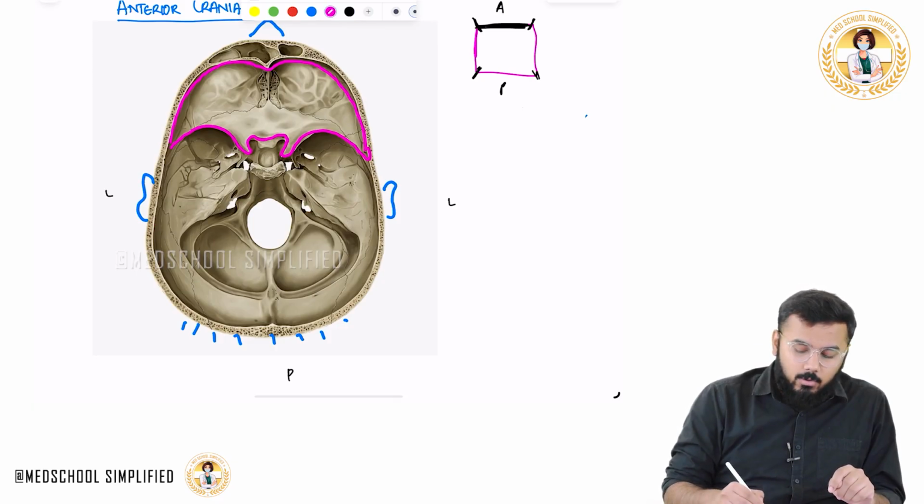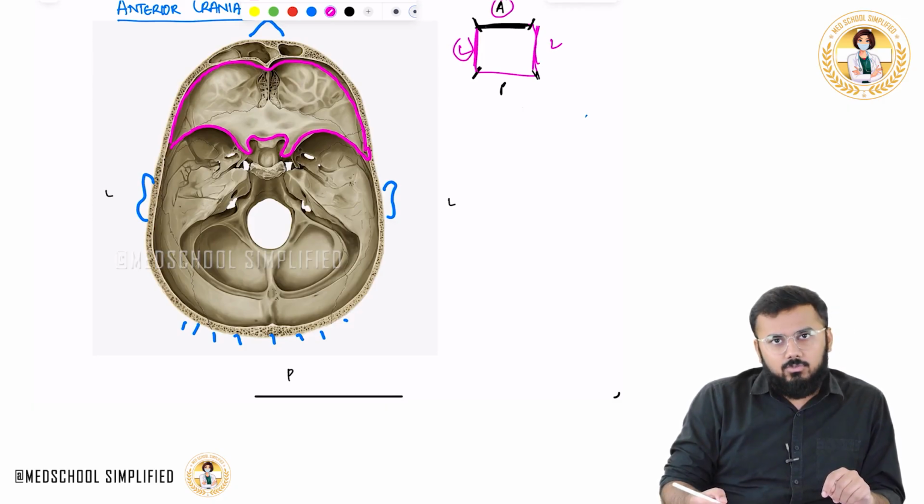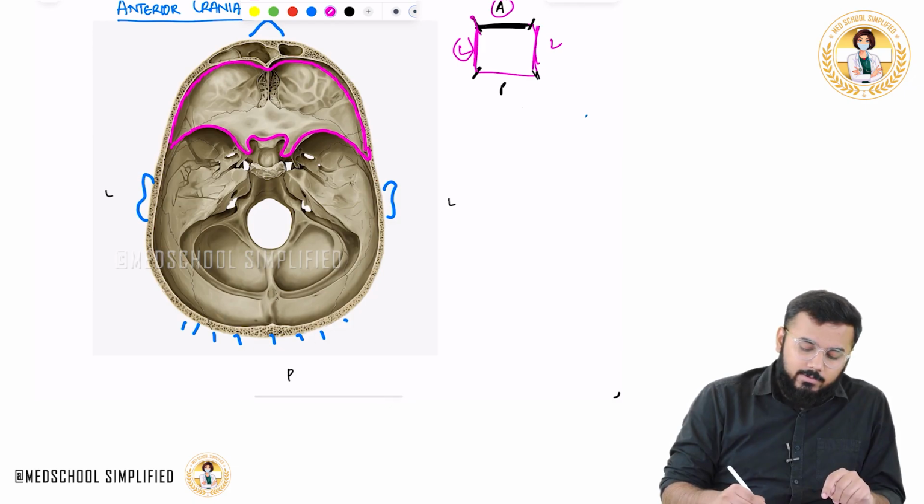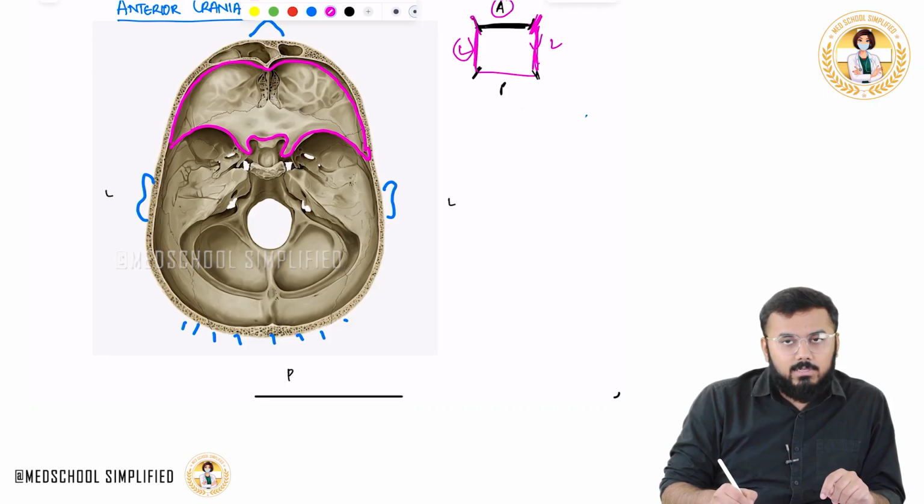And where is the lateral border? See, these two are the lateral borders, lateral and lateral. Now tell me, is the anterior and lateral continuous with each other? No. The anterior will start here and it will end here. The point where the anterior border is ending, from there again the lateral border will start.